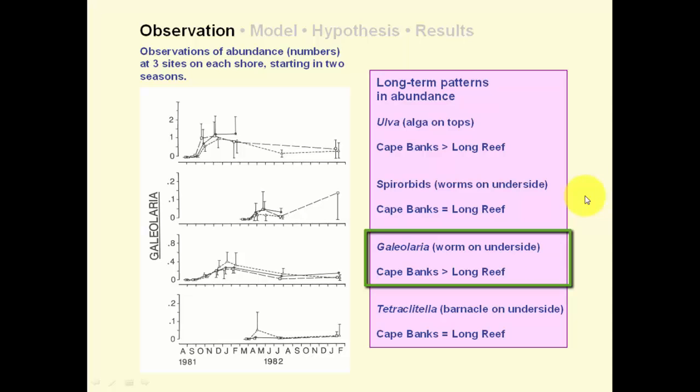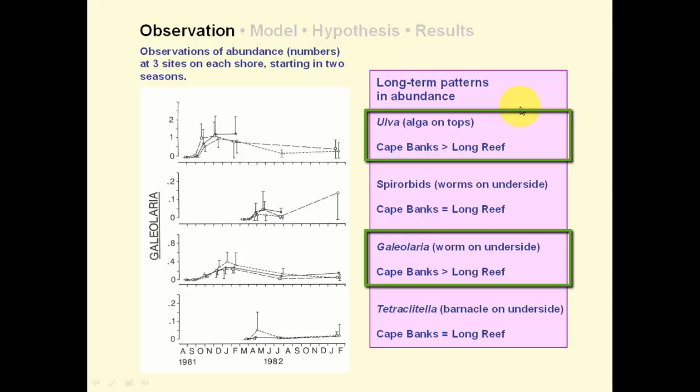Now I can look at the other species. Also on the underside were spirorbids, tiny little worms, and there was no particular difference. They were pretty much the same at both places, and so was this little barnacle, Tetraclitella. If we look at the tops of rocks, really only one thing arrived there, this sea lettuce, and it was also more common at Cape Banks than Long Reef.